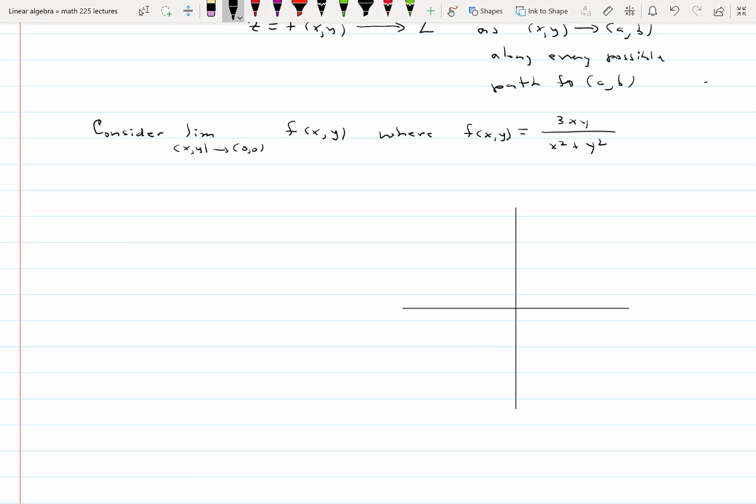I guess I could have done this off camera to get this ready. We have some surface in 3 space. So I'm going to try to draw a sort of generic surface in 3 space. Okay. Here is some generic surface in 3 space, sort of umbrella-looking shape. And I'm interested in evaluating or determining whether this limit, as the point xy approaches the origin, of the function exists.